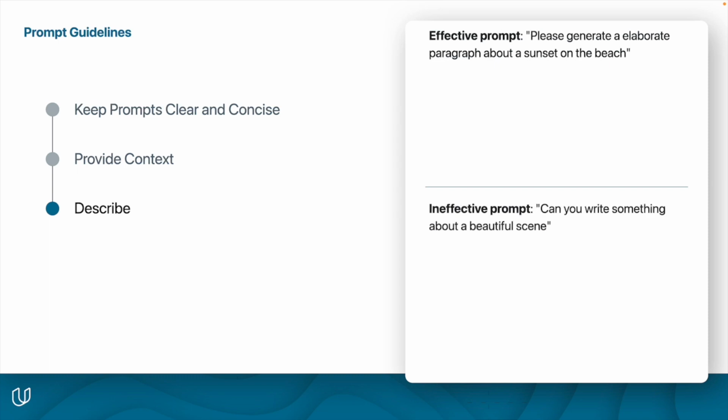Now here, the specific request of a paragraph gives guidance on the length of the response, and the use of the descriptive adjective elaborate implies that the paragraph is detailed and provides a thorough description of the subject. Now, other possible descriptive adjectives for a paragraph could include comprehensive, informative, evocative, engaging, concise, persuasive. It all depends on the nature of the paragraph that you want.